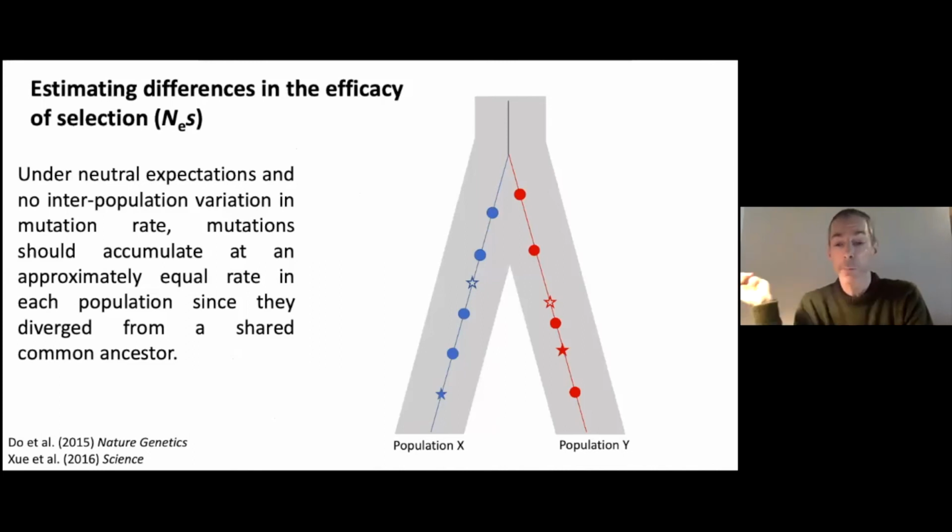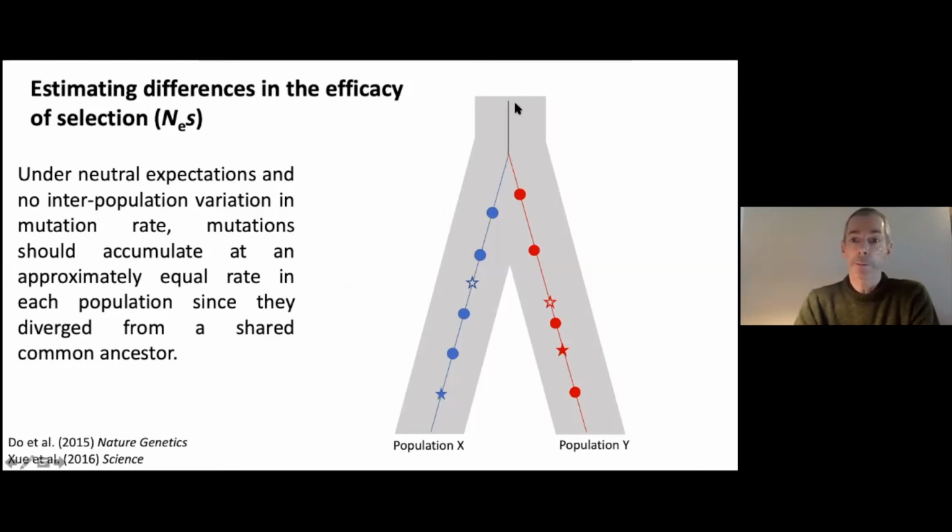using just a single sample, which is what we've got really with our global data set, we're using this RXY statistic, which was conjured up by David Reich's group, in a Do et al. paper in Nature Genetics, looking in humans and also comparing humans to Neanderthals. And then also in mountain gorillas in Xue et al. in Science from a few years ago.